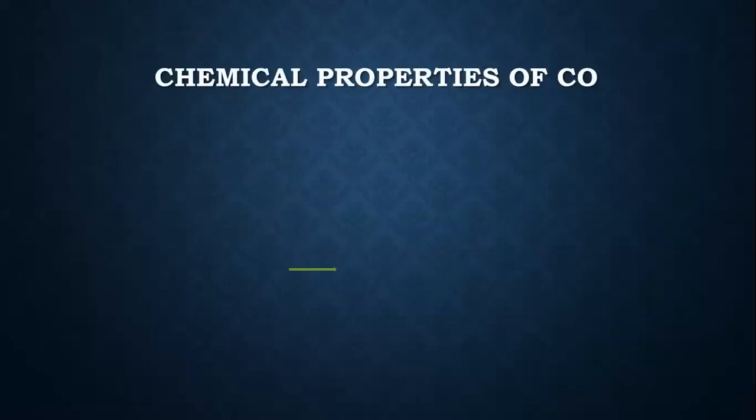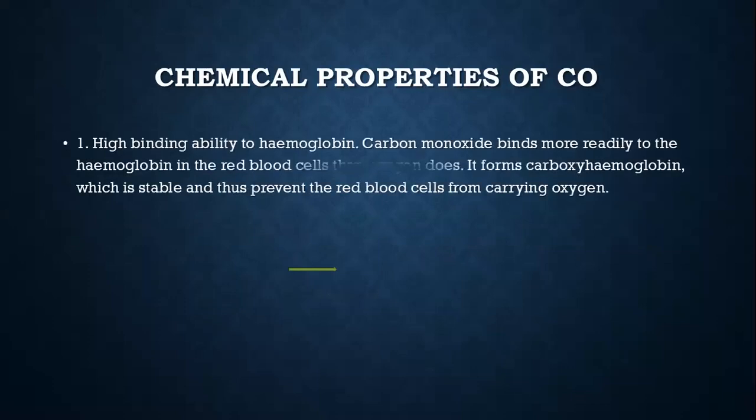Okay. Finally, we have the chemical properties of CO. What are some of the chemical properties? Number 1 is that it has a high binding ability to hemoglobin. Carbon monoxide binds more readily to the hemoglobin in the red blood cell than oxygen does. So it forms what we call carboxyhemoglobin, which is stable and thus prevents the red blood cell from carrying oxygen.